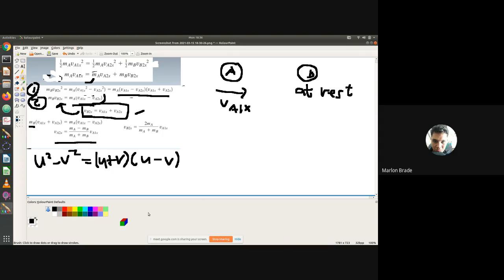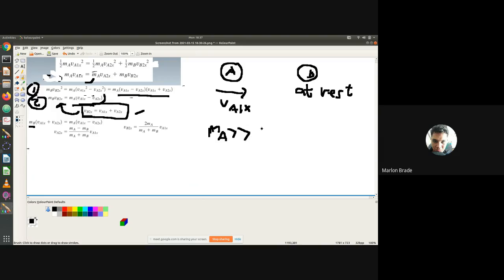Okay, let's evaluate the critical terms. We have the equation VA2x equals (MA minus MB) over (MA plus MB). So, what will happen if M sub A is much greater than M sub B? And what will happen if the mass of B is much greater than M sub A?